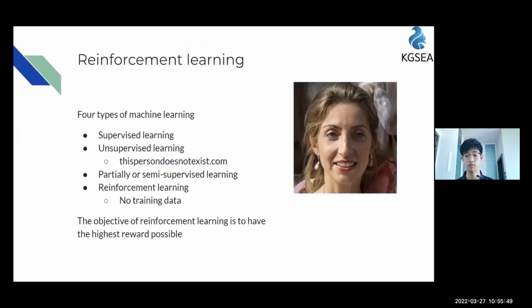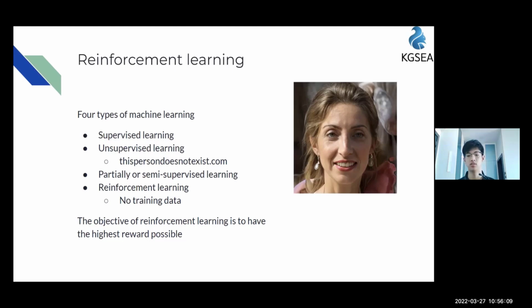It is one of the four types of machine learning, first being supervised learning, which basically means the AI model has to get something right. This could be image recognition, see a picture of a cat and say it's a picture of a cat, or predict the stock price or something that has a correct answer.